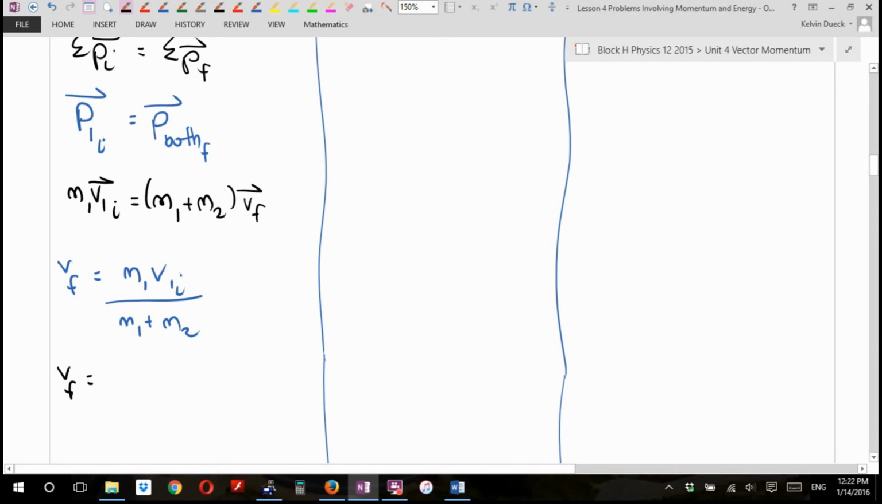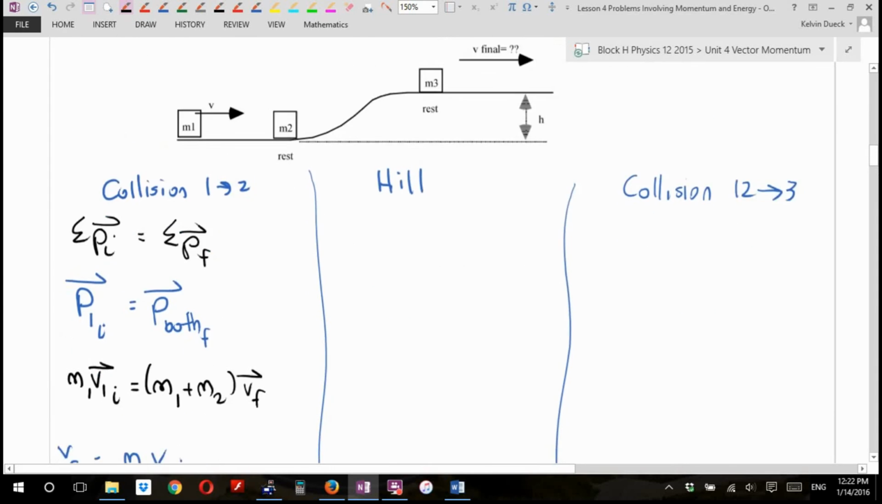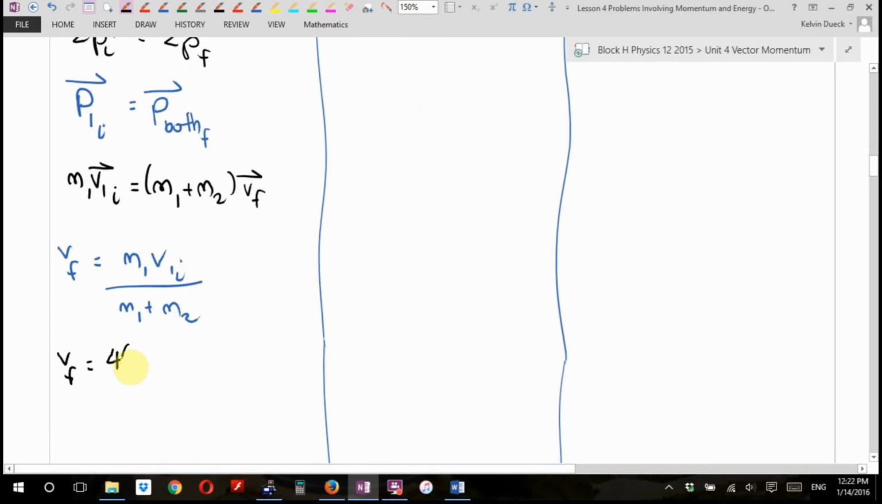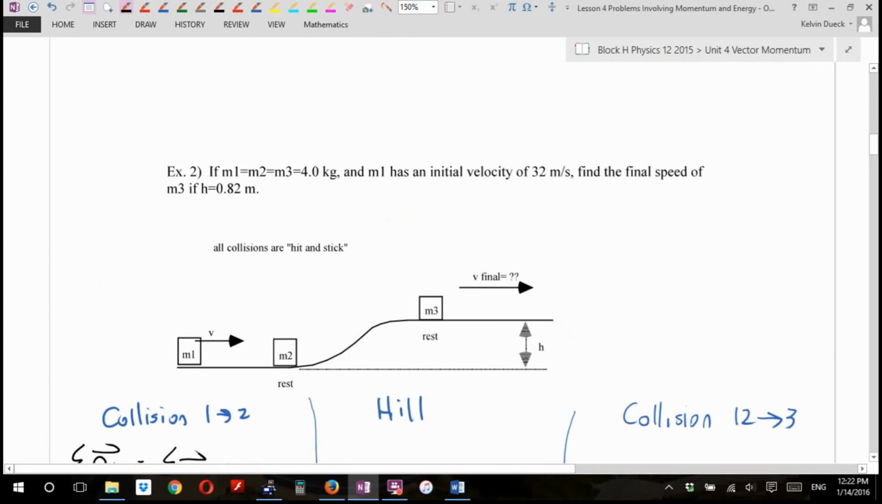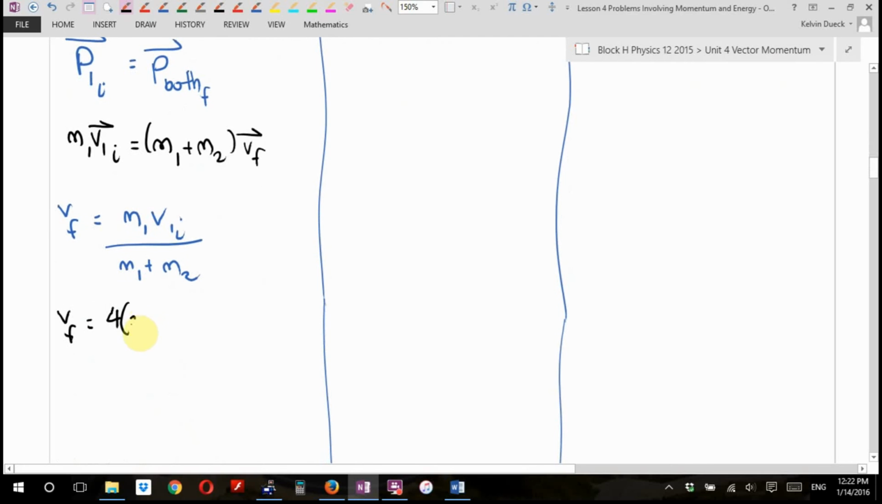What did I say each mass was? 4? Yeah, 4 times mass 32. Hey, that's hauling. 32 meters per second, that's around 100 kilometers per hour. Divided by, are you guys okay if I go 4 plus 4 is 8? Because you don't need a calculator for this. What's 4 divided by 8 in lowest terms? This is half of 32. In your head, without a calculator, what's half of 32?